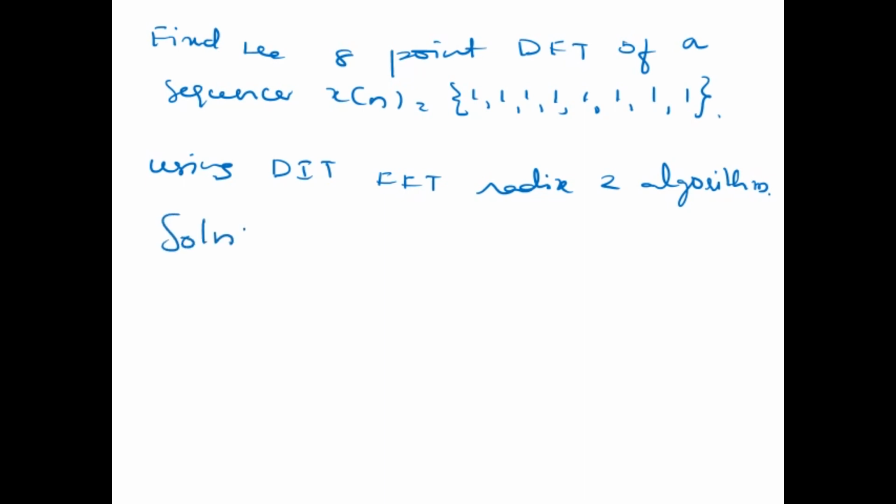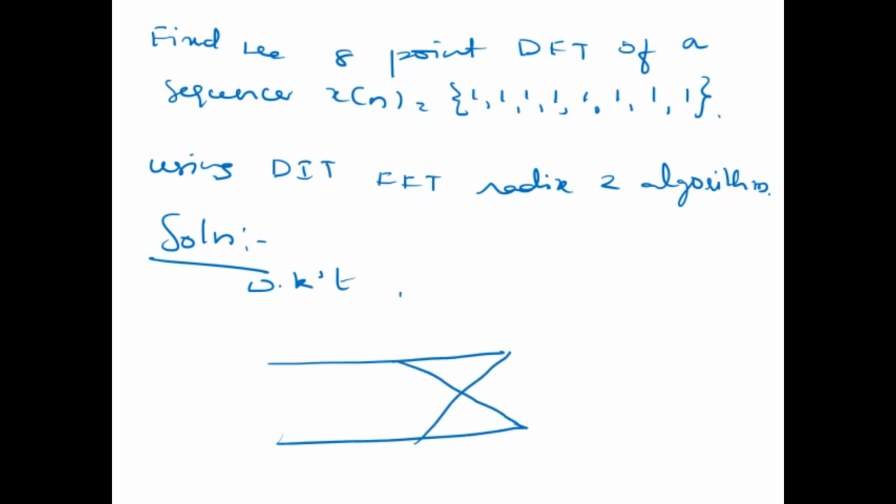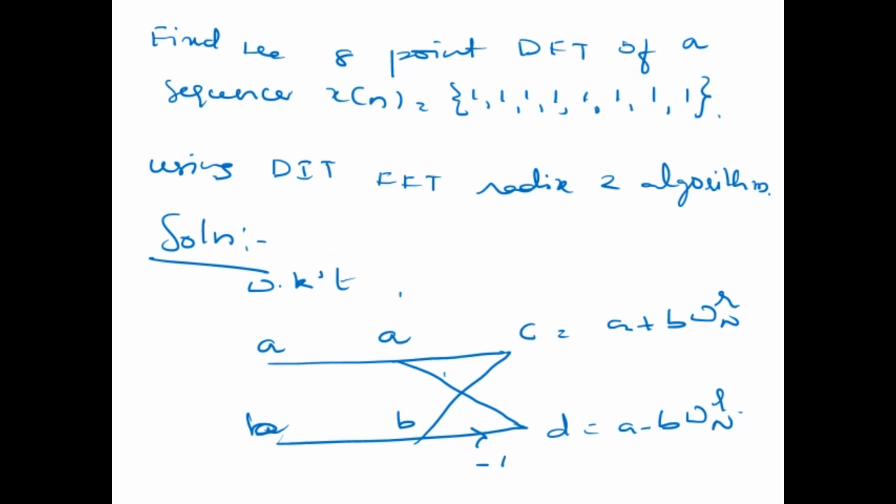We know that for radix 2 DIT FFT algorithm, the butterfly diagram will be: inputs A and B, C is equal to A plus B into omega n of R, D is equal to A minus B into omega n of R. So it should be multiplied by -1. We have to write the block arrow marks. This is omega n of R.